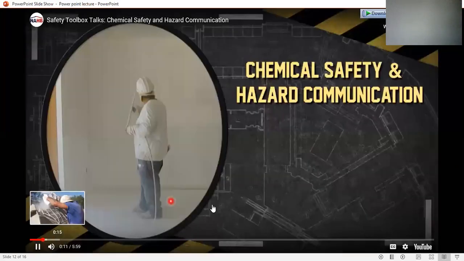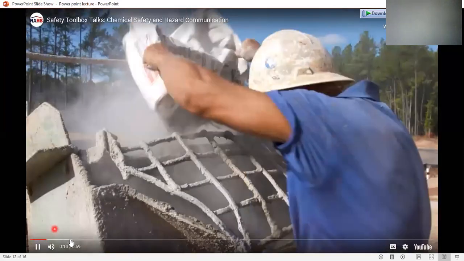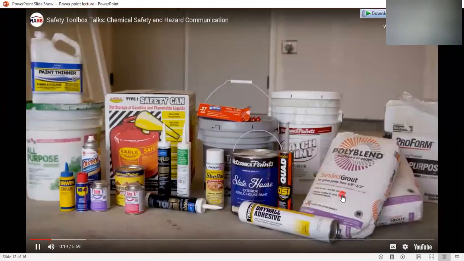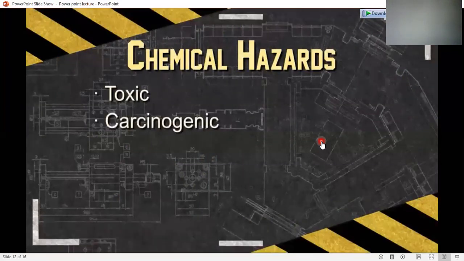Hazardous chemicals. They can be found practically everywhere on the job site and in many commonly used products. There are several different types of chemical hazards. There are toxic chemicals that can have a poisonous effect on a person. There are carcinogenic chemicals believed to cause cancer after exposure.